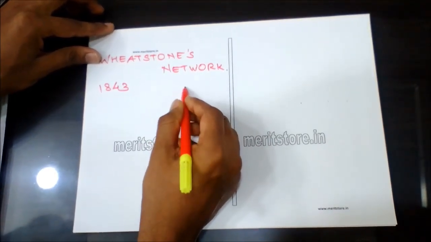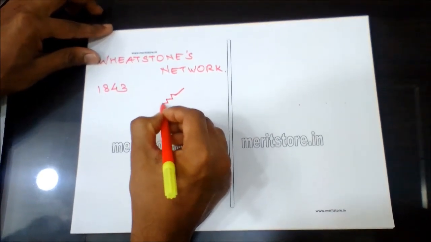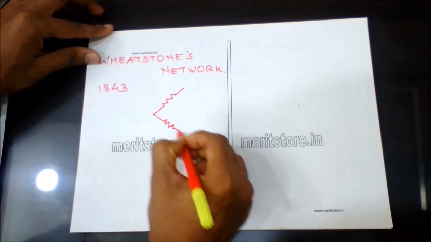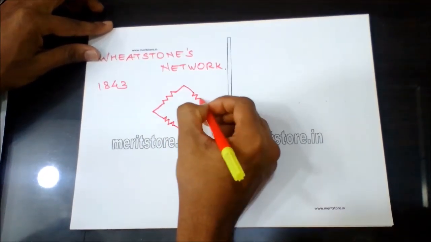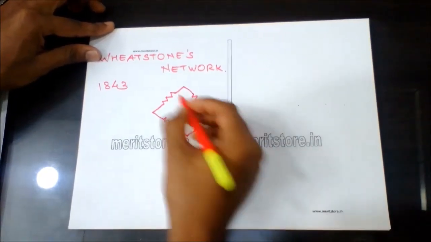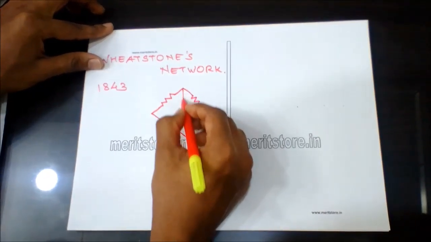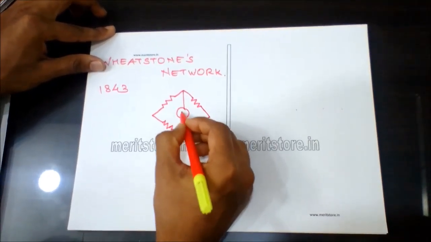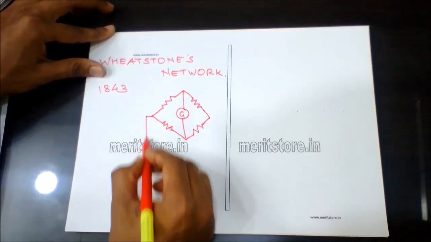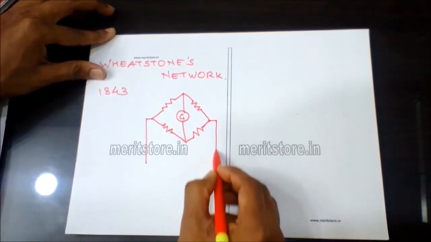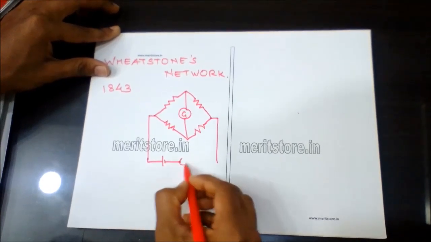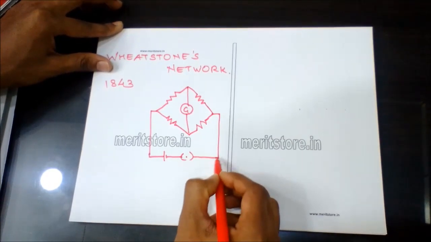This includes a construction of three known resistances which are placed in the arms of a parallelogram or a quadrilateral, and the center arm has a galvanometer in it. This arrangement is connected by a potential difference, and a key is provided to turn on and off the circuit.